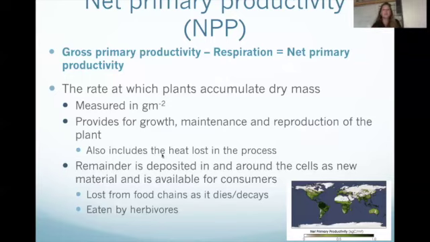Anytime you see this where it's grams, meters, and then there's a negative exponent, that just means that the other way to write this is grams / meters squared. It provides for growth, maintenance, and reproduction of the plant. And this also includes all of the heat that's lost in the process of doing photosynthesis and cellular respiration. The remainder is deposited in and around the cells as new material, and then it's available for consumers to eat. It's lost from food chains as it dies or decays. So if your plant dies before anything gets to eat it, we lose that energy, right?